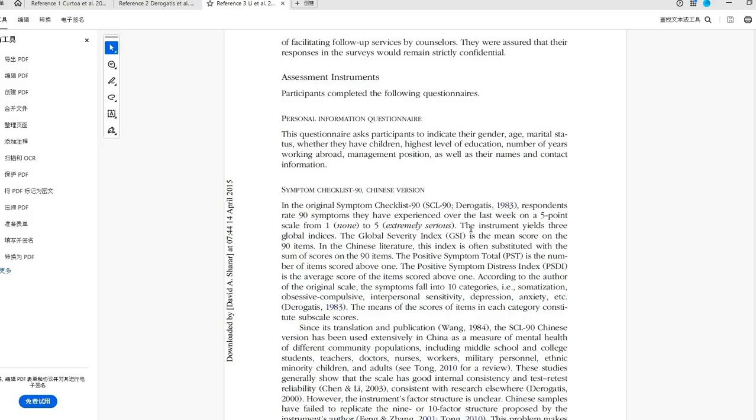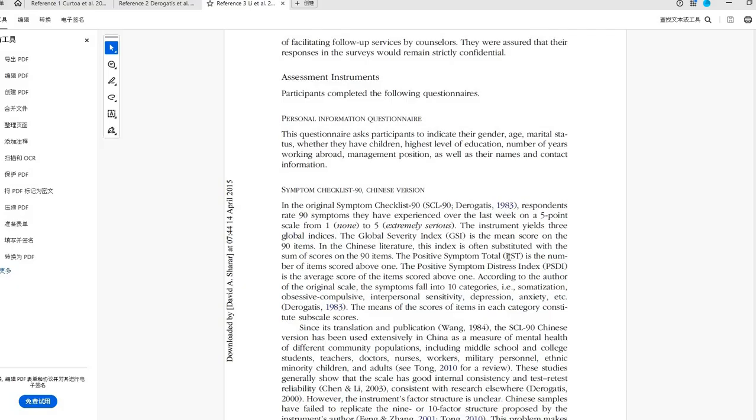In my article, I also explained the summary scores, global indices. These are like composite scores, summary scores. One global index is the global severity index. This is the mean score on the 90 items. You take the average of the 90 items of each participant, you get this index.